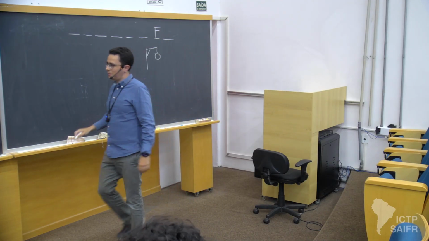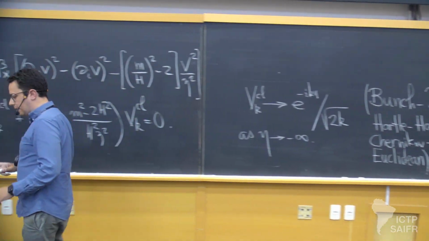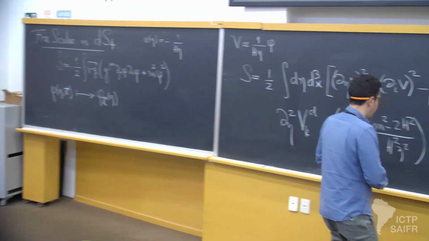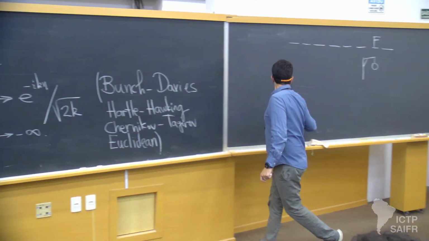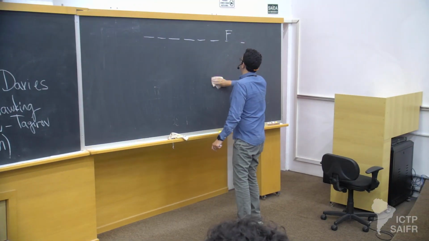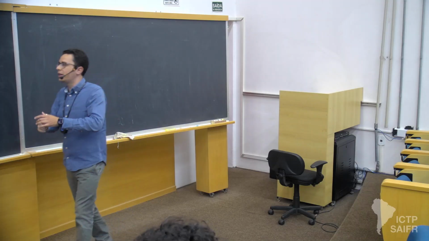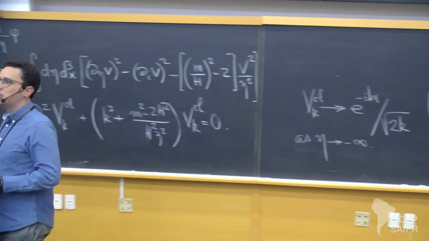Yes, redshift. Very good. So it's just redshift. As time keeps going, the mode is getting redshifted away. Okay. So this equation is not very mysterious, okay? It's a Bessel equation.